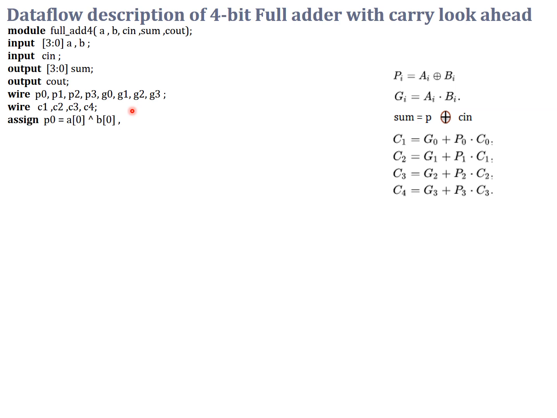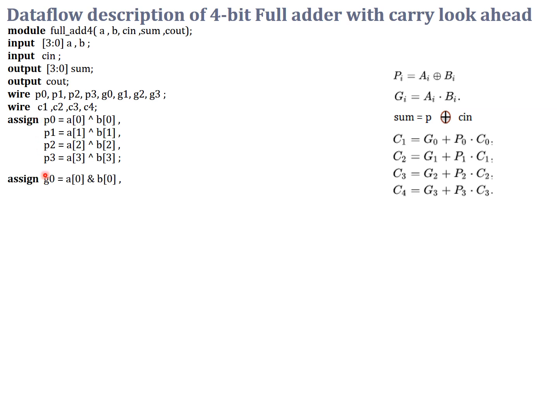So now let's write the Boolean equations. Assign P0 is equal to A of 0 XOR B of 0. So we have the first stage being calculated. We can write one more, assign P1 is equal to A of 1 XOR B of 1, but instead of putting a semicolon, if we put a comma, we can avoid writing the assign statement multiple times. So for all the 4 stages we have found out the propagate signals.